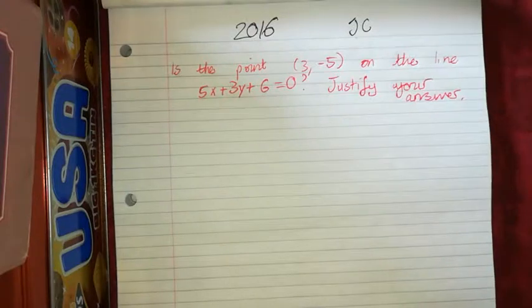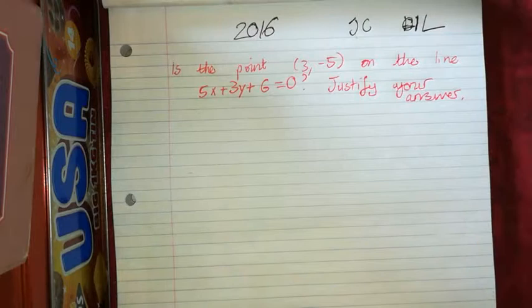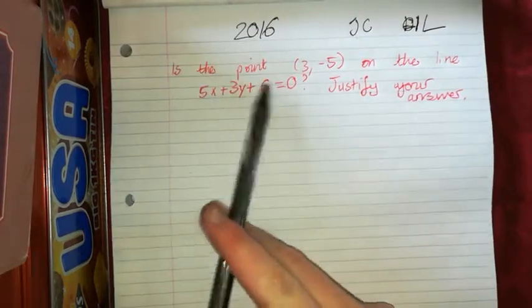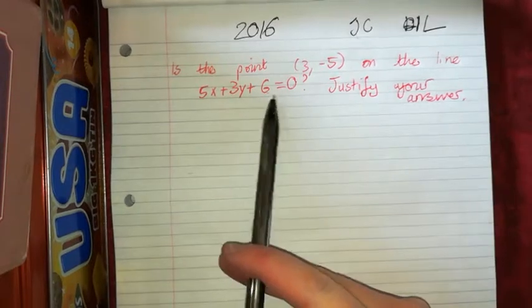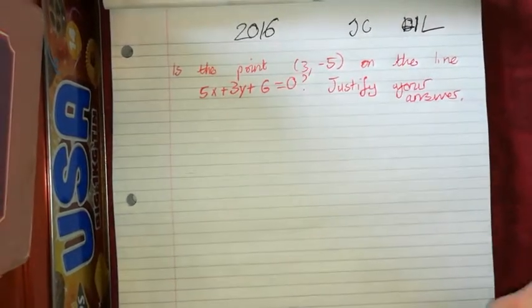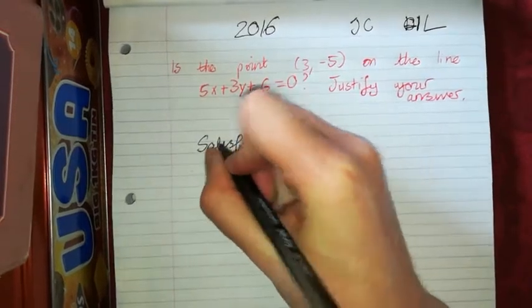So here we have the 2016 Junior Cert, higher level, and it says: is the point (3, -5) on the line 5x + 3y + 6 = 0? So if a point is on the line, that means it's going to satisfy the equation. Well, what does that mean?